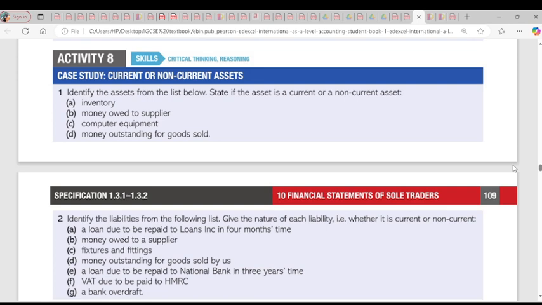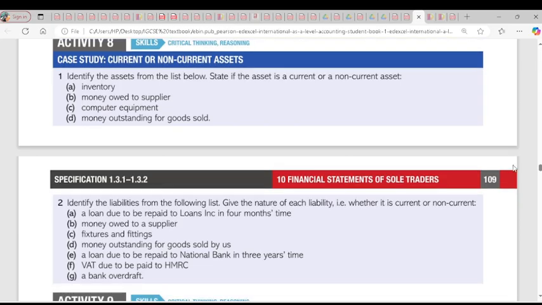We go to activity 8 now. It said identifying the assets from the list below. So you are only to identify the assets. State if the asset is a current or non-current asset. Inventory. Current asset. Money owed to suppliers. It is a liability, so it's none of them. They said identify the assets. You have to be careful about those questions. They are tricky.